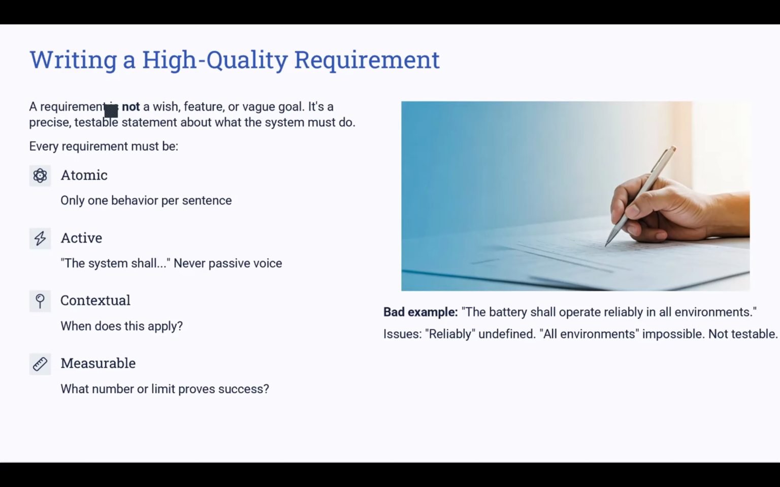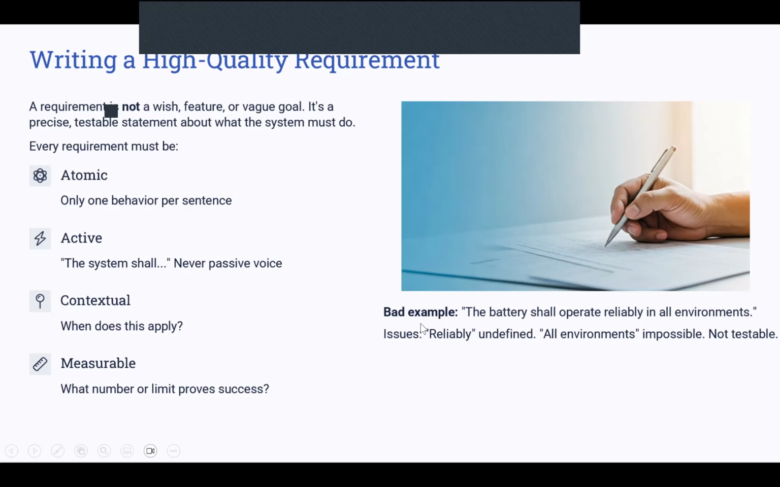Okay, then the next characteristic: the requirement should be measurable. I already emphasized the testable statement. The testability of the requirement basically mandates us to have a measurable quantity or quantities for those requirements. So what number or limit proves that we met the expectation, that we met the atomic, active, contextual requirement that we wrote? So we could validate our work, our solution.